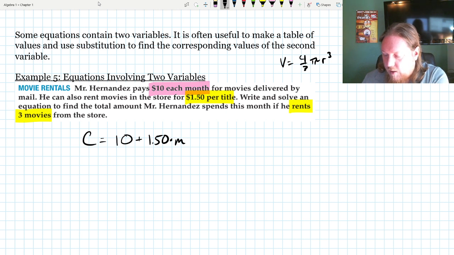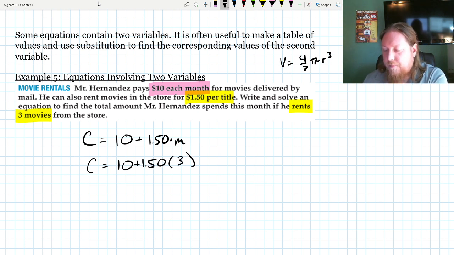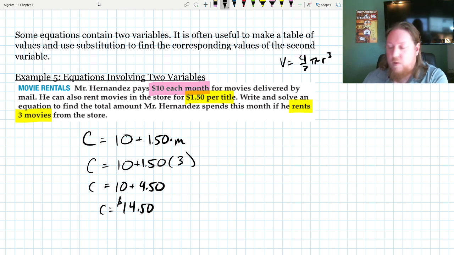So the total cost is $10 plus $1.50 times the number of movies he rents, or 3. 3 times $1.50 is $4.50. 10 plus $4.50 is $14.50. So that's my number solution there.